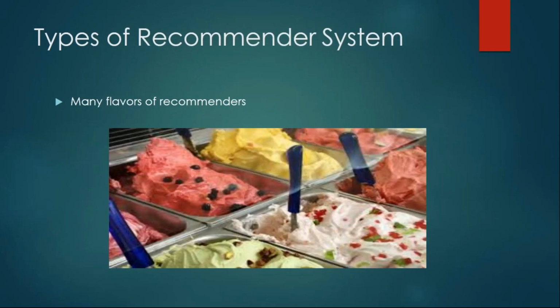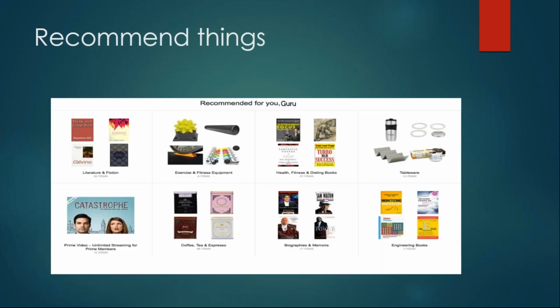We have types of recommender systems. We have many flavors of recommenders. We have recommending things, and I think this is something very normal. When you log into Amazon, the first thing you get is a list of items you may prefer, maybe based on something you bought, items or books, or movies you watched. It comes with a list. I think that is something very familiar and common. This is one of the recommending things.